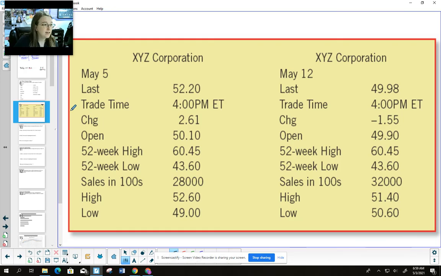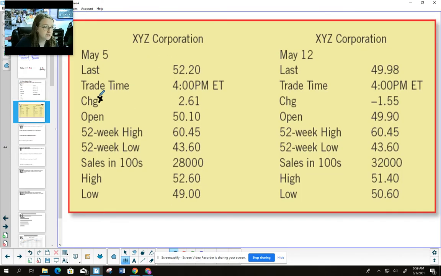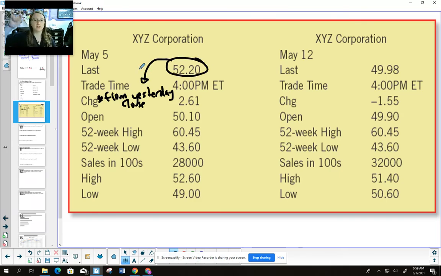That's change. Now, we wrote this down, I believe, but I'm going to write it here again. This change specifically means from yesterday's close. So it is how this price has changed from yesterday's closing. So they're just saying, hey, since this is positive, that means it's up $2.61 from yesterday's closing. So we can say, here's where it closed yesterday, here's where it closed today.